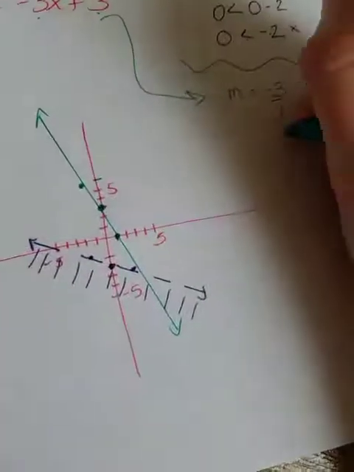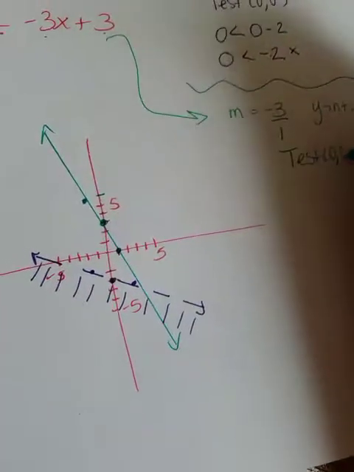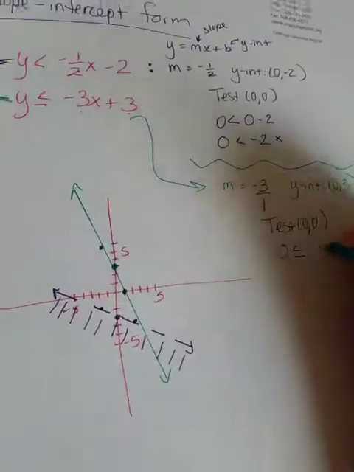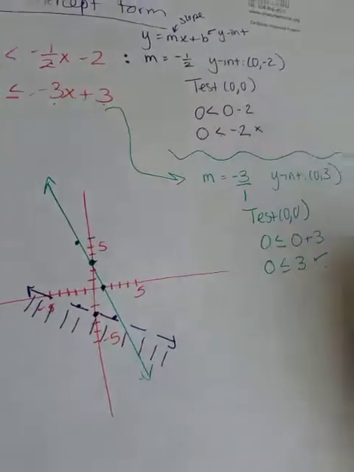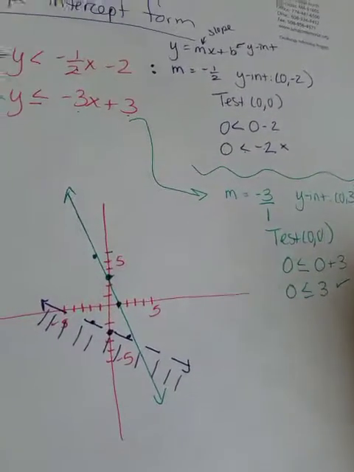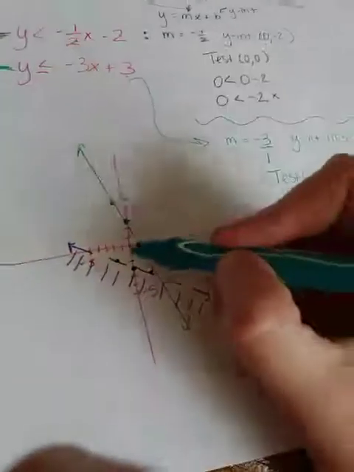Okay, now let's test a point. (0, 0) does not go through my teal line here. So I'm putting 0 in for x and y. So I'm going to have 0 is less than or equal to 0 plus 3. Is 0 less than or equal to 3? Yes, it is. So that means I shade the side that has (0, 0) on it, which is to the left or below.